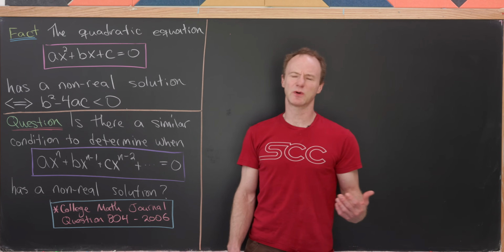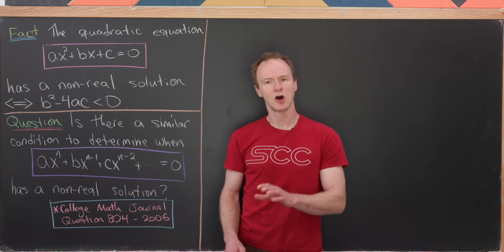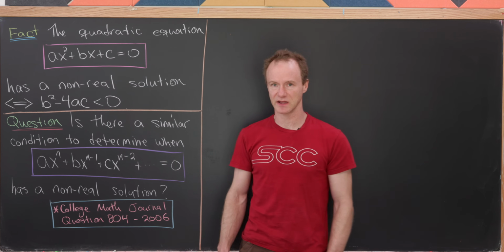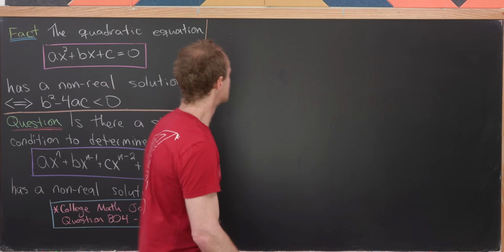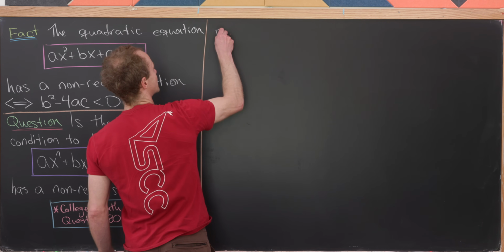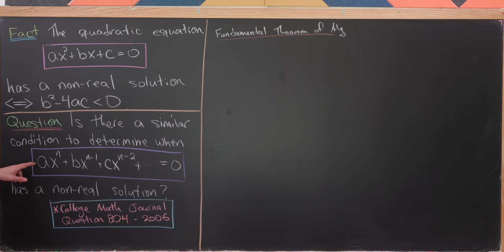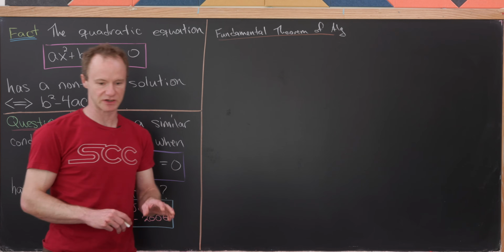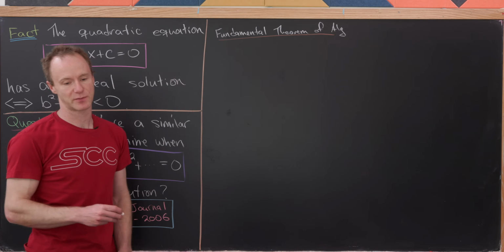This is posted in a question section of the College Math Journal from 2006, although a brief internet search will show that it shows up in a lot of different places. Okay, so let's get started. We're going to start by using the fundamental theorem of algebra, and that says that we can find n different, well, potentially different, up to the multiplicity, solutions in the complex plane to this n degree polynomial equation. And furthermore, we can use those n solutions to factor the polynomial.